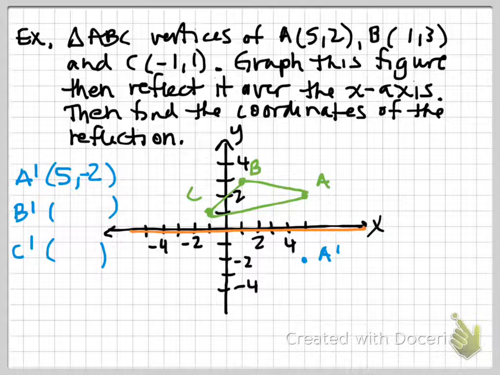All right. B, it's 1, 2, 3 above the x-axis, so it's going to be 1, 2, 3 below. So there's your B prime, and the coordinates are (1, -3). Did the same thing happen where x stayed the same but y's changed signs? We had (1, 3). We are at (1, -3).